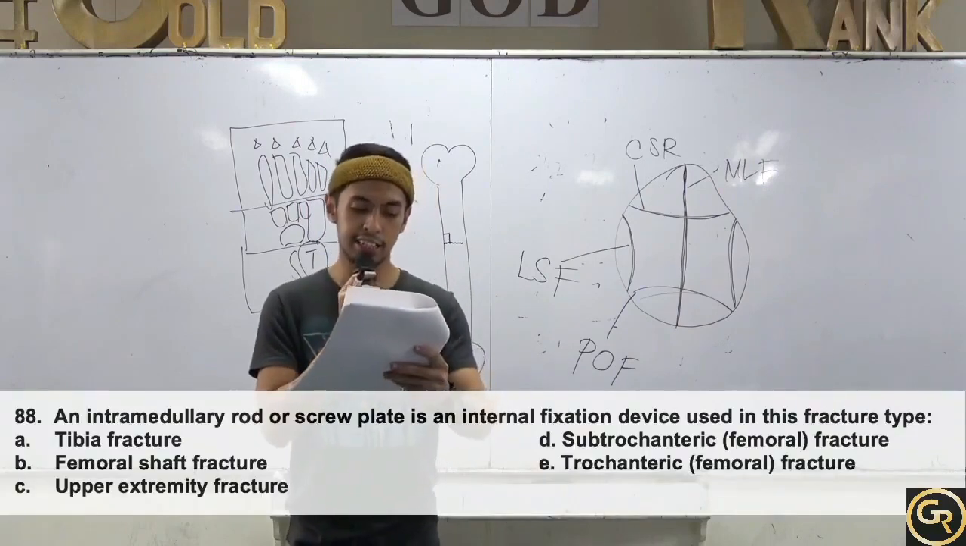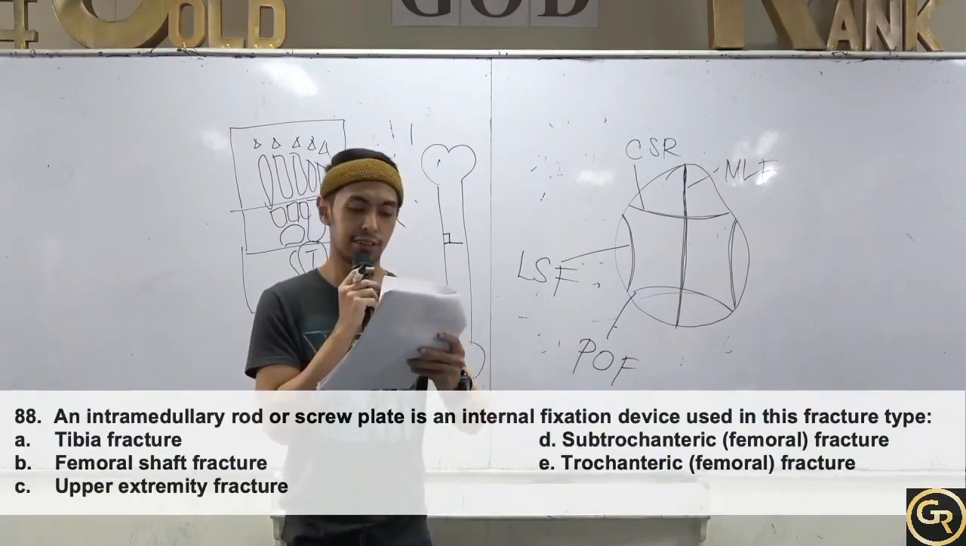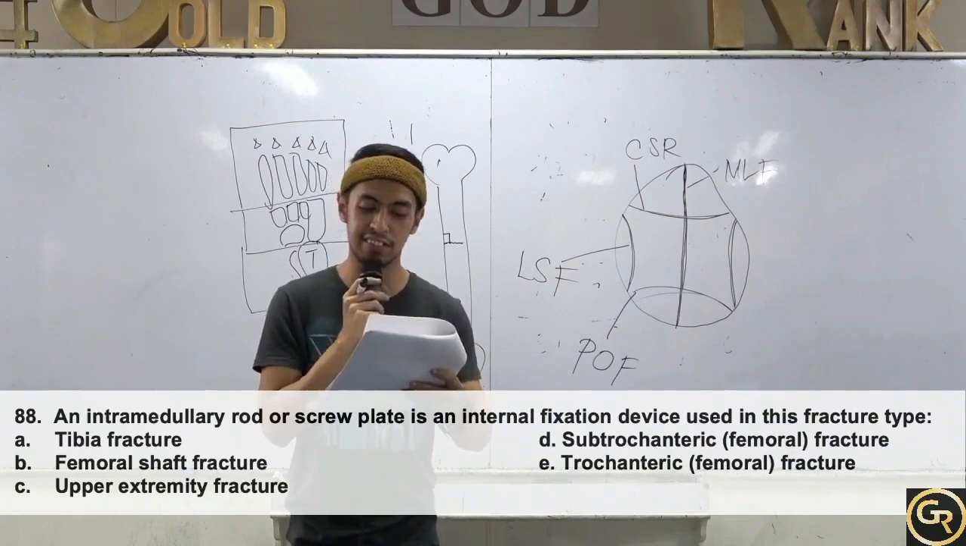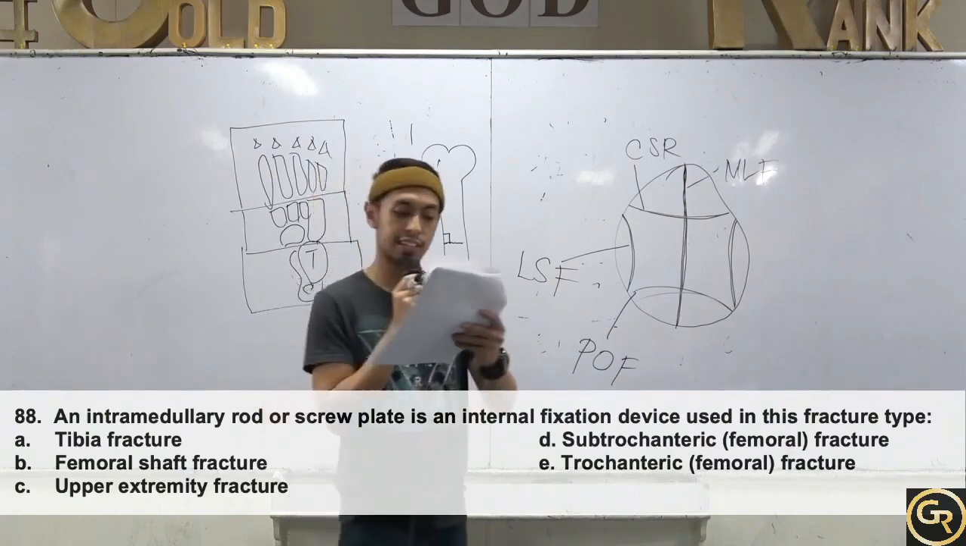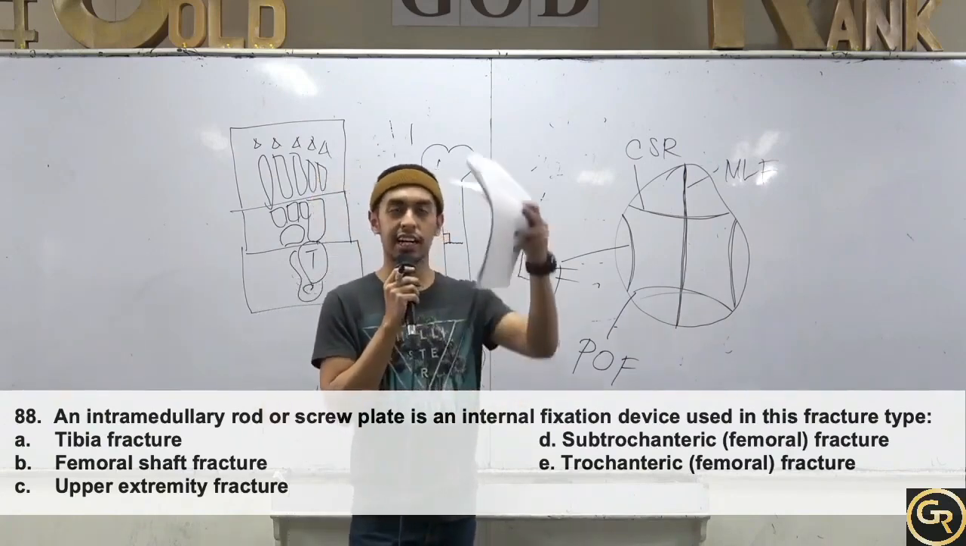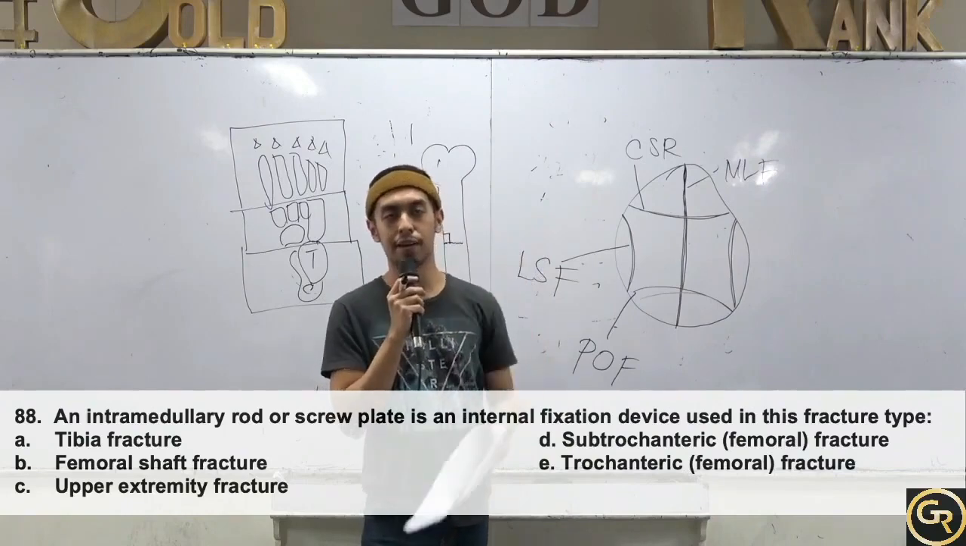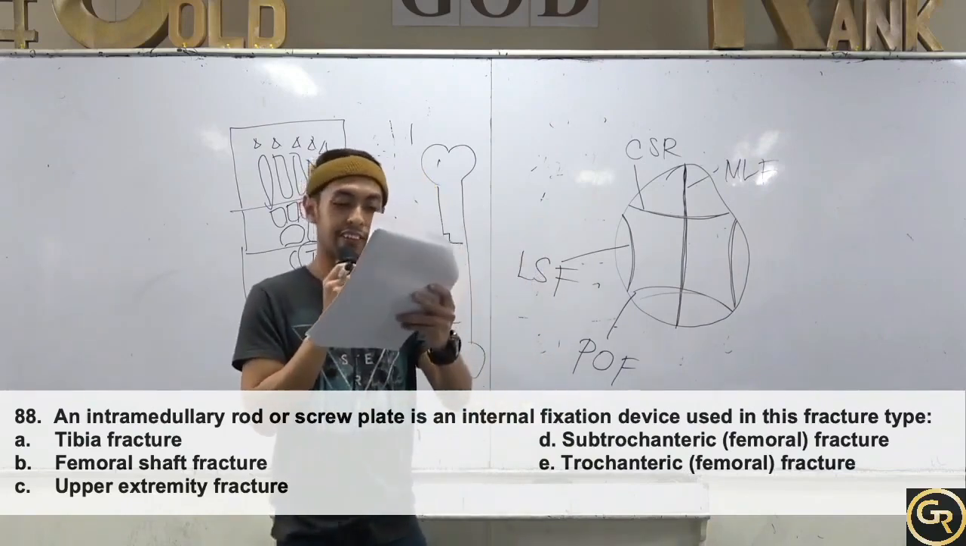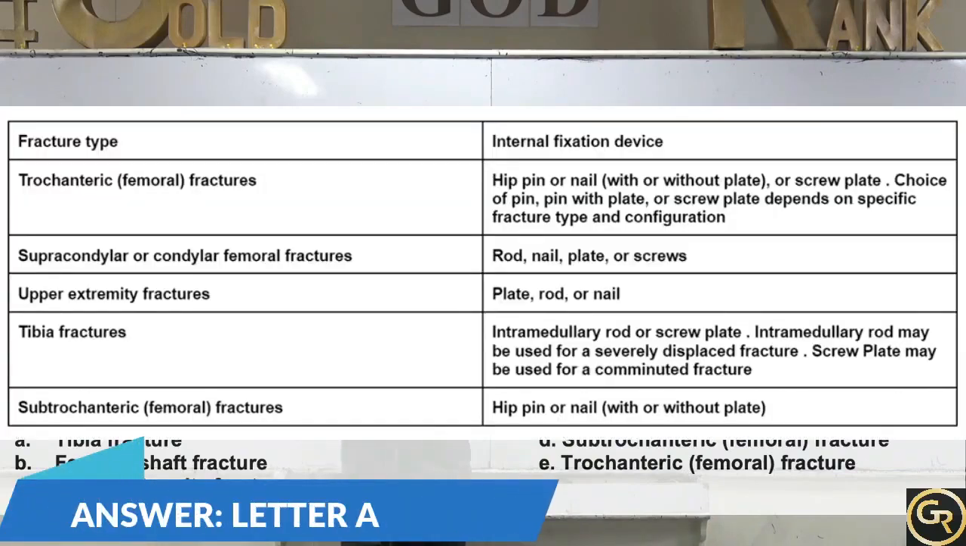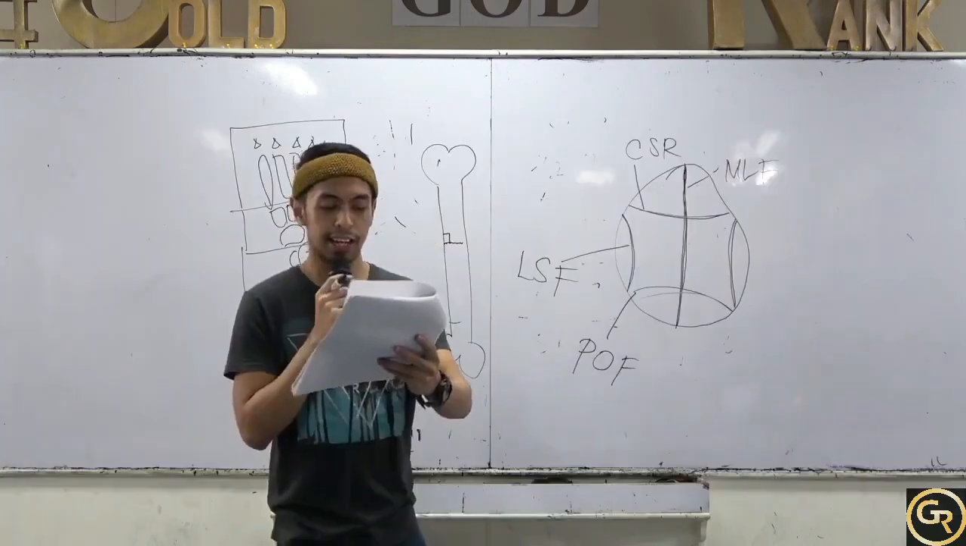88, an intramedullary rod or screw plate is an internal fixation device used in this fracture type. Okay, if you use an intramedullary rod or screw plate, this is used for femoral shaft fractures. Okay, femoral shaft.